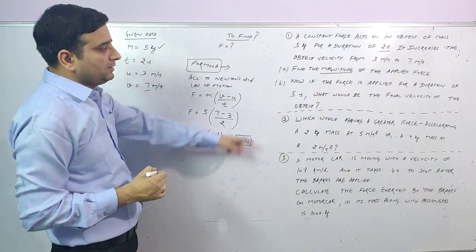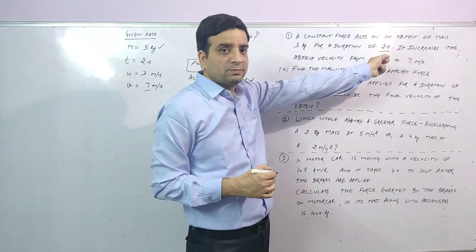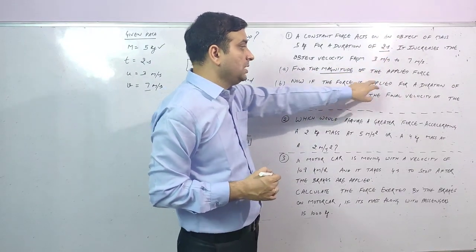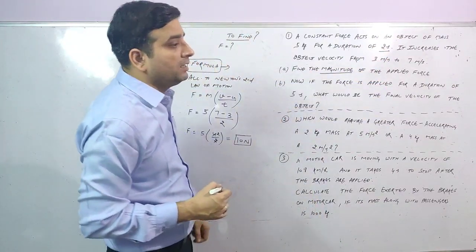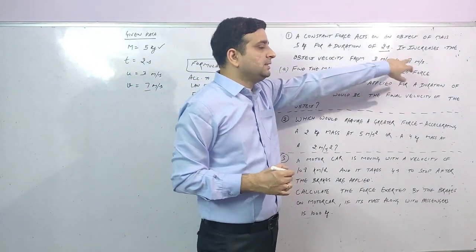Now if we want to calculate the second part, first we will read the statement. Now if the same force that we calculated in the first part is applied for a duration of 5 seconds... The 10 Newton force that we are applying, if we apply it for 2 seconds, then the velocity changes from 3 to 7.